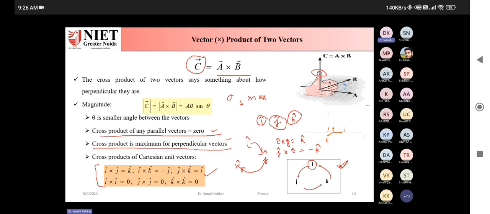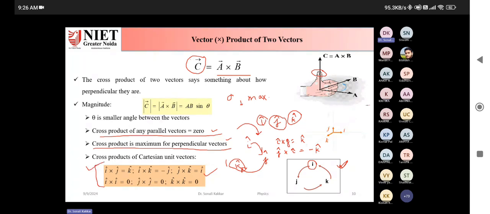So if you're going in the clockwise direction, you will put a positive sign over there. But if you're going in the anti-clockwise direction, there will be a minus sign. So i cross j is k, k cross i is j, and like that. So you can write down the cross product of these Cartesian unit vectors.